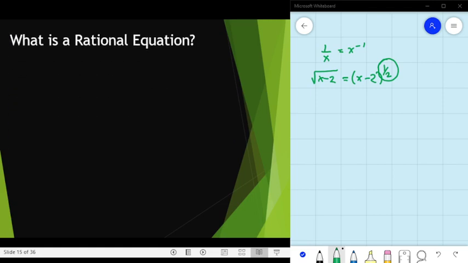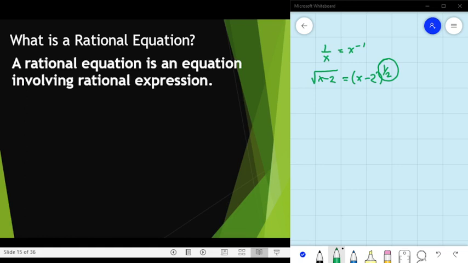What is a rational equation? It is an equation involving rational expressions. For example, we have x plus 1 over x minus 3 is equal to 1/2.